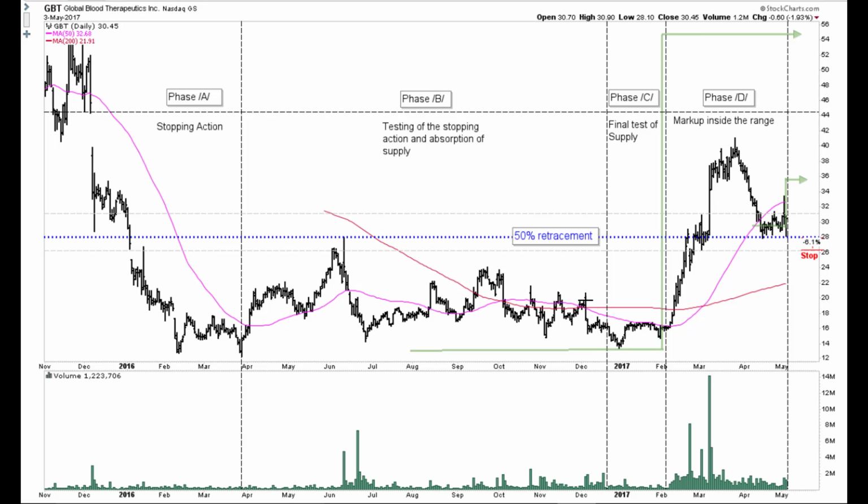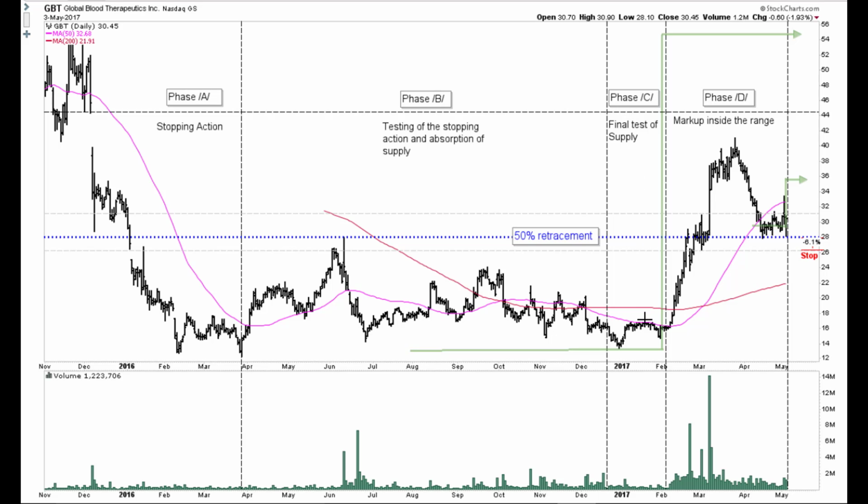It's not until the point where it tests and violates this level that there are no more weak hands. You can appreciate that there's a small increase in volume, but this increase in volume is actually demand. It's associated with this small vertical bar, this daily session that resulted in prices breaking back within this range. So there are no weak hands here. Then there's a secondary test of this spring or shakeout, and no one is interested here. At this point, we've transitioned from a stopping action to testing the stopping action, and this is the absorption of supply. This last test is called the final test of supply.